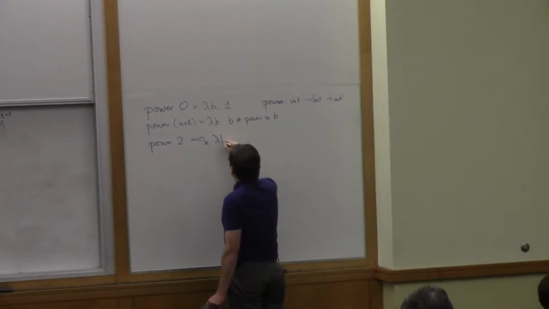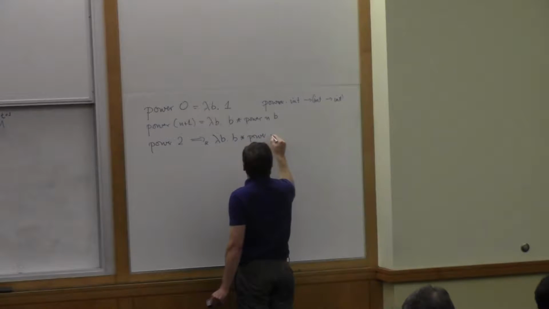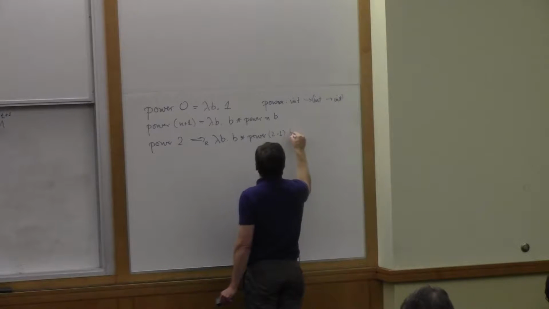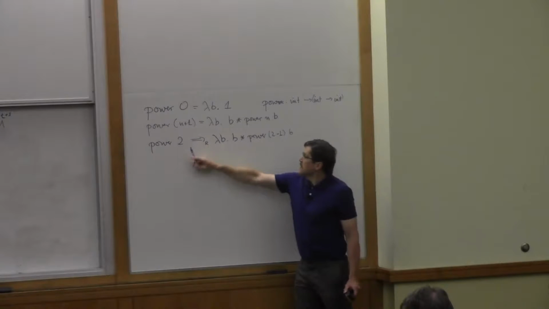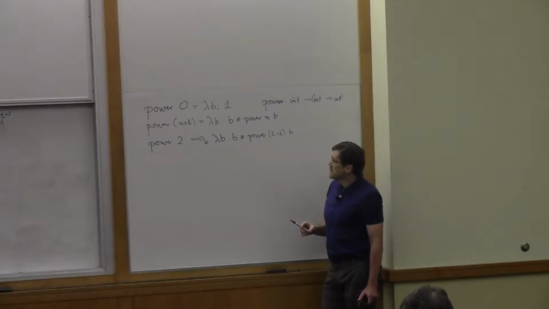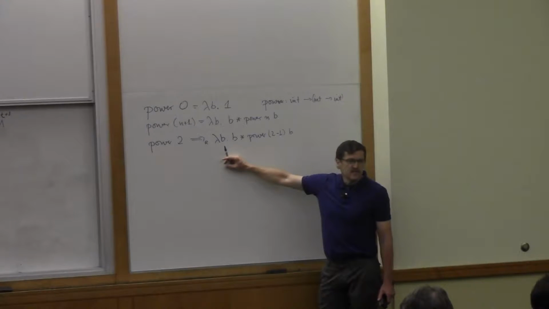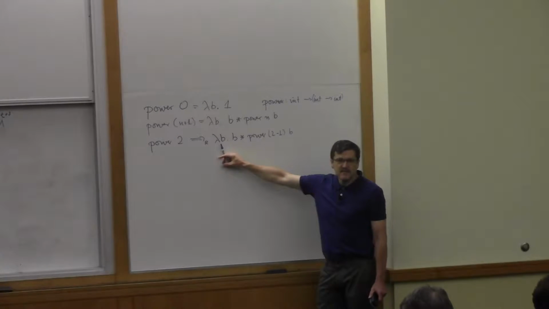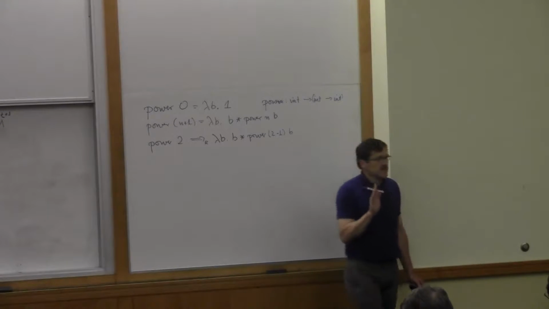Okay, I get lambda b, b times power of 2 minus 1, applied to b, right? So I just substitute the argument in here, and maybe this n will be just 2 minus 1, okay? And so at that point, if I evaluate terms in a functional language, I would stop because I come to lambda. When I come to lambda, I usually give up evaluation. I return the function, right?